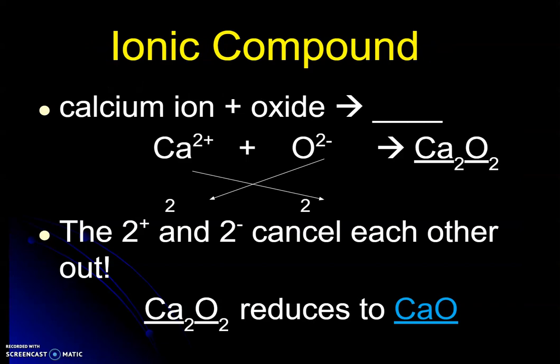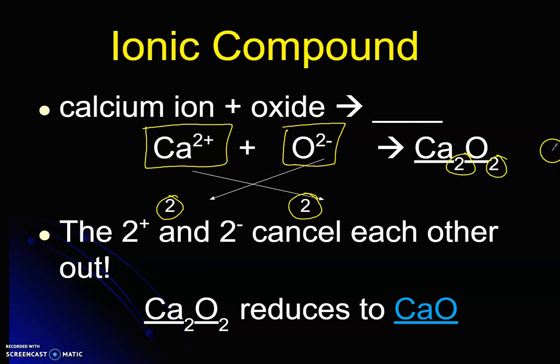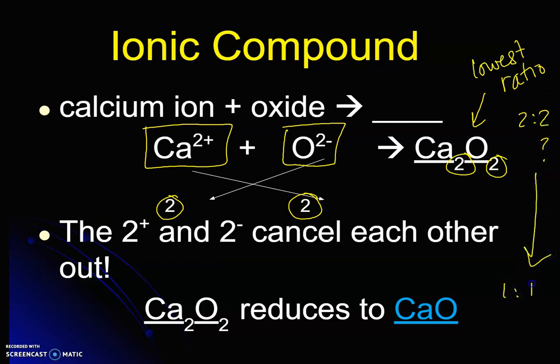All right, so if you have a calcium ion, Ca2+, and oxide, O2-, and we crisscross the 2+ and the 2-, you get a 2 down here and a 2 down here. So be careful. If these charges are the same, they just cancel each other out. All formulas need to be the lowest ratio. So is a 2 to 2 ratio the lowest that we can get? No. We can reduce that down to a 1 to 1 ratio. So the Ca2O2 reduces down to a 1 to 1 ratio.